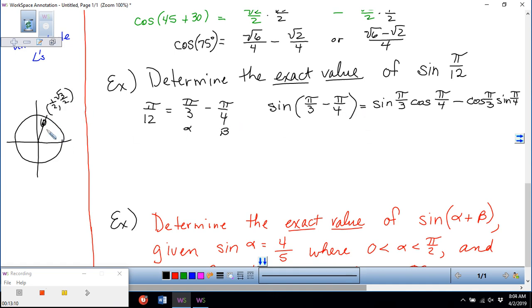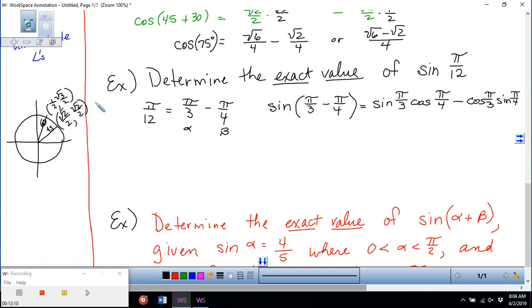Pi over 4 is the same as our 45-degree angle. So our ordered pair is radical 2 over 2, radical 2 over 2. And so let's go ahead and plug these numbers in and see what we get.